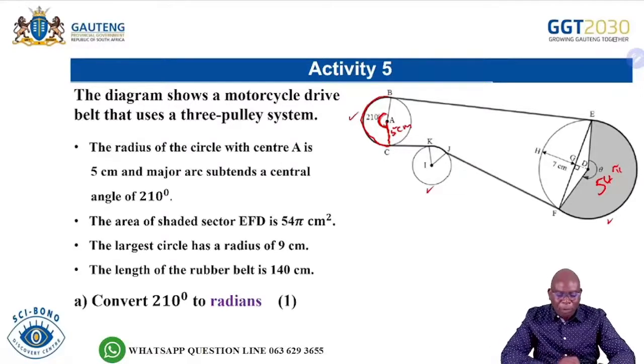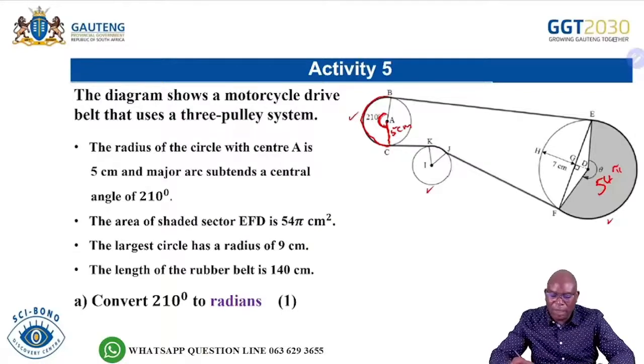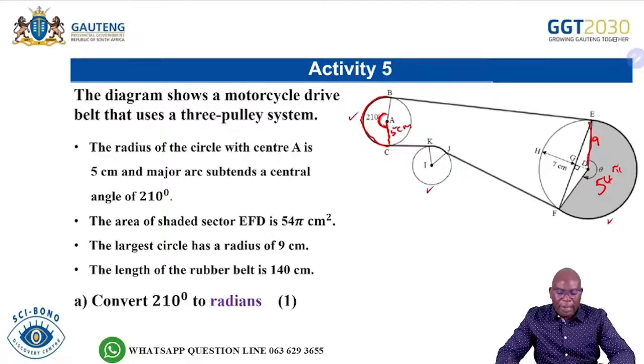Okay. The largest circle has got a radius of 9. So in other words, the largest circle is this one. So it's got a radius of 9. The length of the rubber belt is 140. So the whole belt is 140. Remember, this is our belt. So it runs through, it's 140 centimeters.